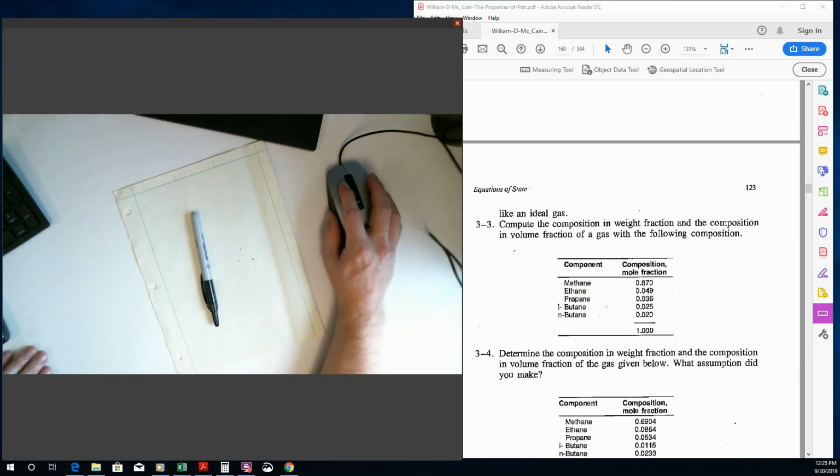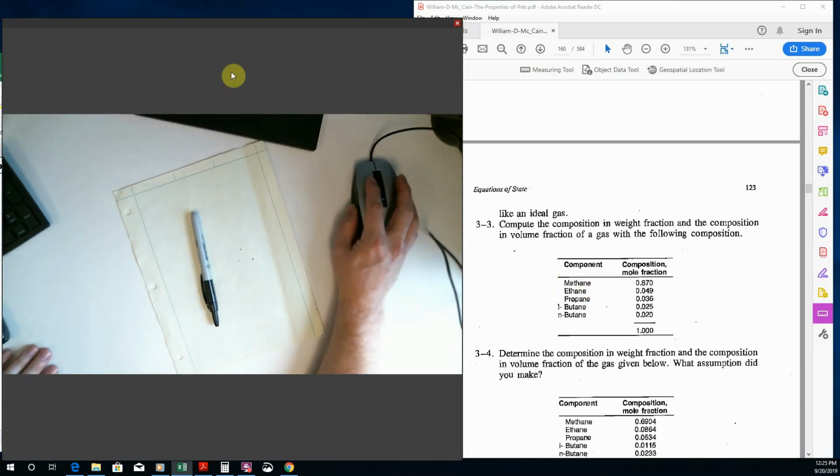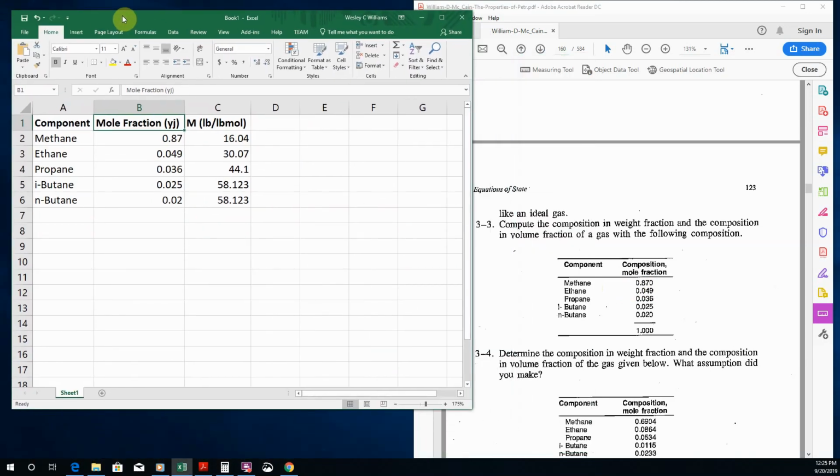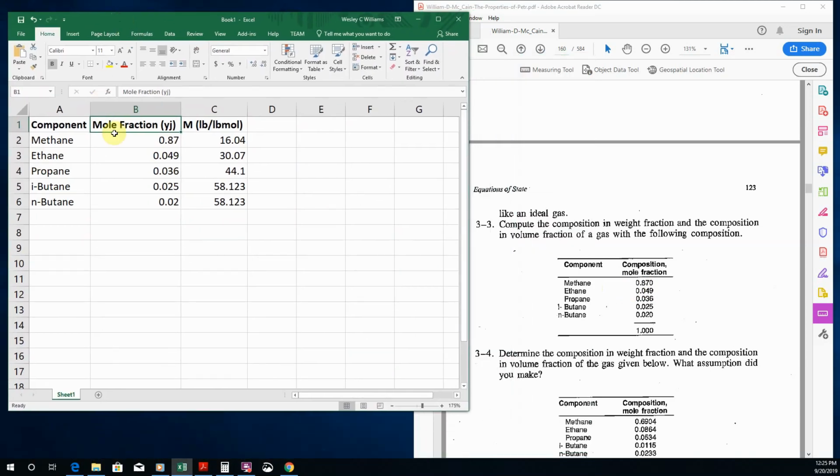For that reason, this is one of those that it's worthwhile to go ahead and pull in and work in Excel. So I'll get the Excel sheet in here. I already pre-filled this out with the table that's in the problem. So we've got our components. Here's our mole fraction. We call this Y sub j because it's a gas, where j is just the component number. So Y sub 1 would be this 87%.